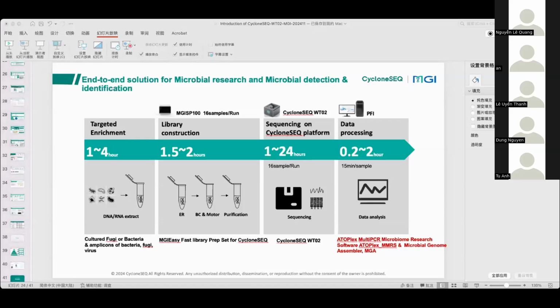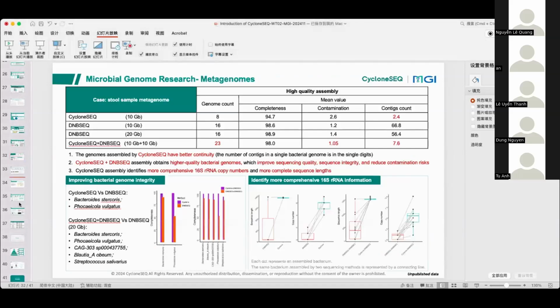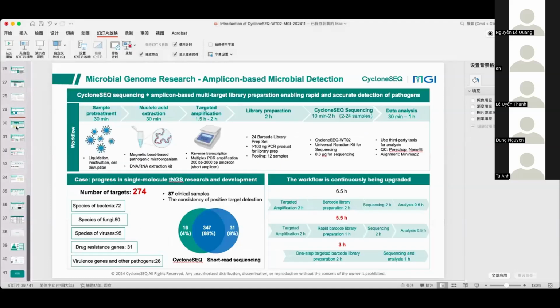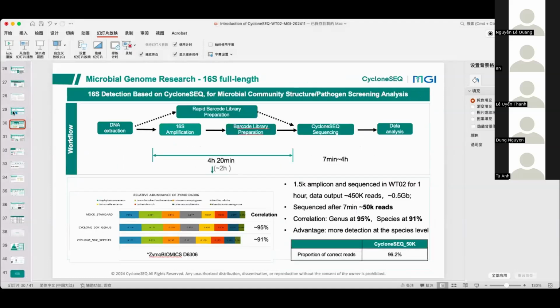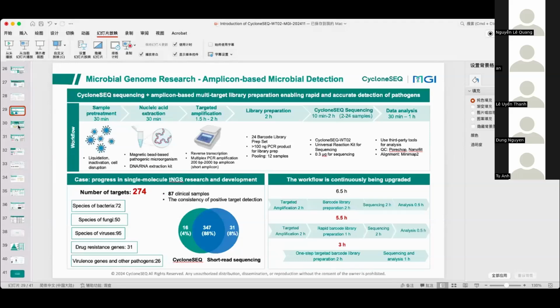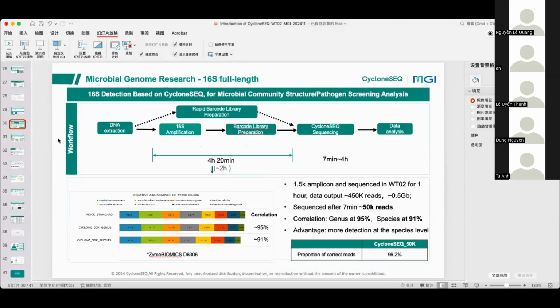You mean the database for the 16S analysis, right? Yes, yes. You mean the specific database used in those slides? Sorry, I'm not exactly sure about this, but we can definitely look it up and get back to you.